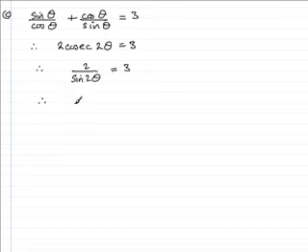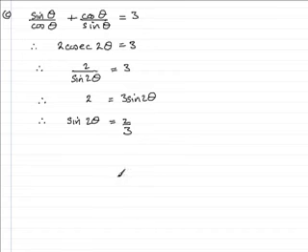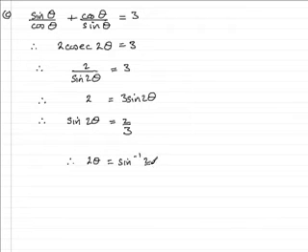And if I multiply both sides by sine 2 theta, I get that 2 is equal to 3 sine 2 theta, and then if I divide both sides by 3, I get that 2 thirds is equal to sine 2 theta. So I'll turn that round, so we end up with sine 2 theta equals 2 thirds. At this point we would want to inverse sine both sides, and that would leave me with 2 theta equaling the inverse sine of 2 thirds.